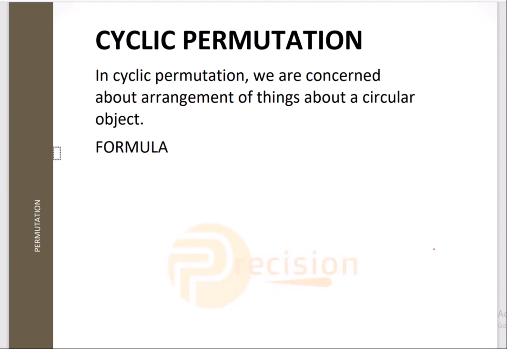Okay, so let's define the concept. In cyclic permutation, we are concerned about the arrangement of things. Same thing is happening, arranging things, but about a circular object. So let's go right into this lesson and solve some questions that will help us understand this concept better.